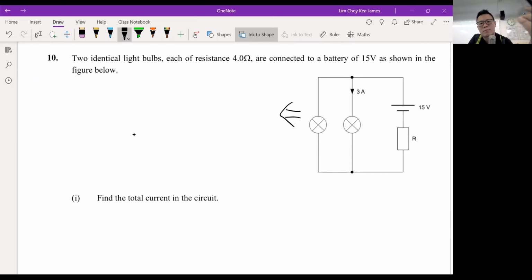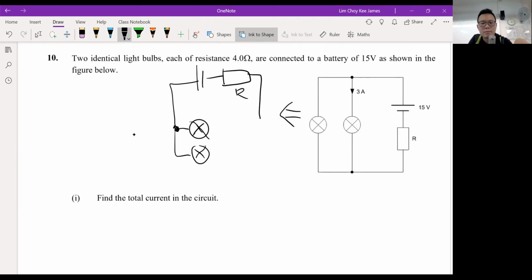So, 90 degrees to the left. I will have the battery on top here, R is here, and the light bulb is here. So this will be the arrangement. Sorry for my ugly handwriting.